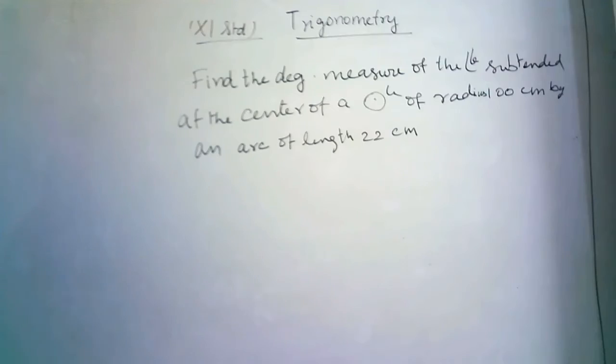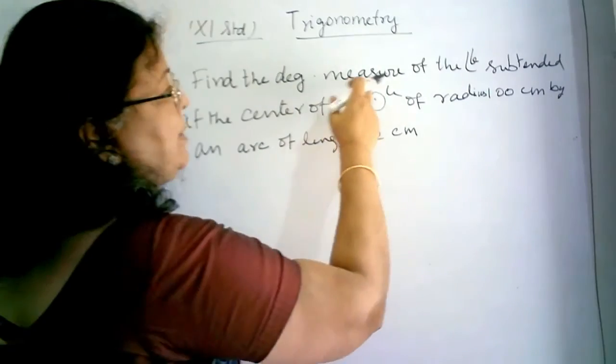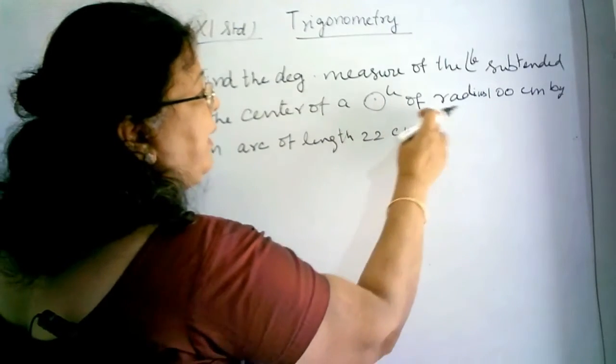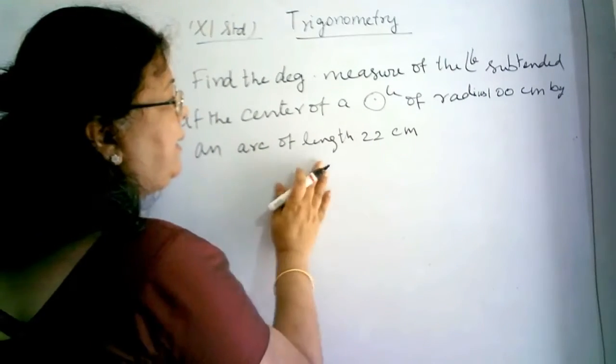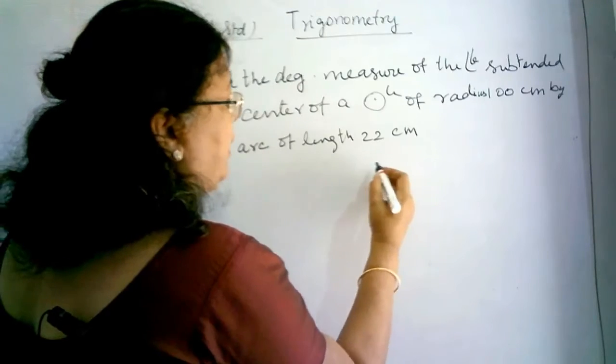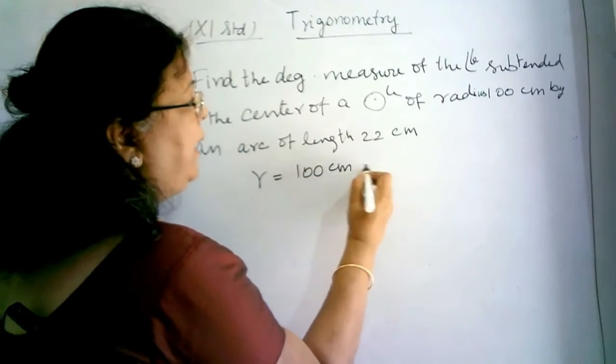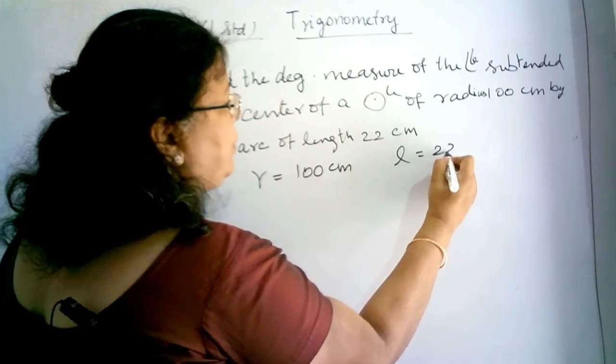The problem is: find the degree measure of the angle subtended at the center of a circle of radius 100 centimeter by an arc length of 22 centimeter. So what is given here? Radius is given as 100 centimeter, and arc length is given as 22 centimeter.